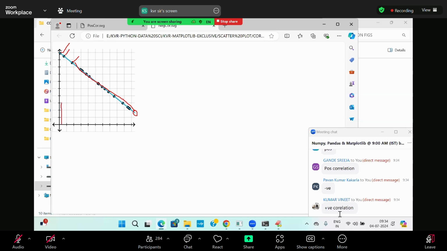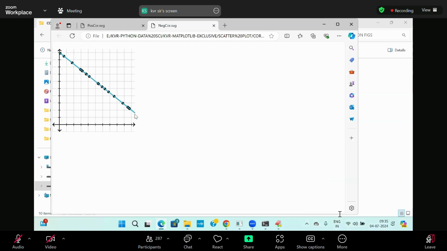I purchased a share at a high cost. Later, that share rate is falling down drastically. That is known as which correlation? Yes. Able to get it?